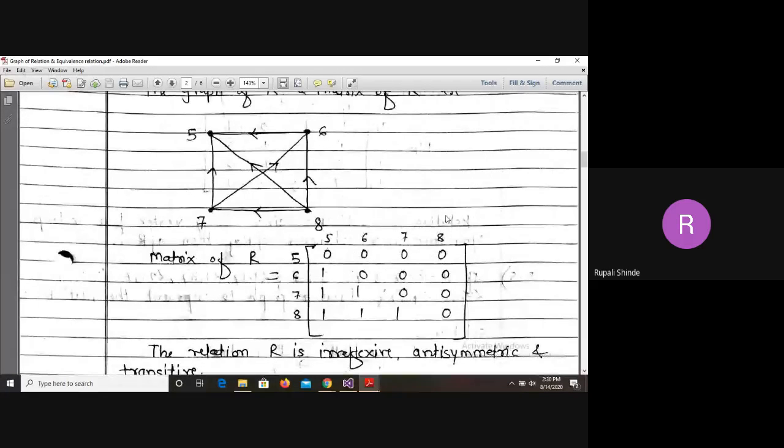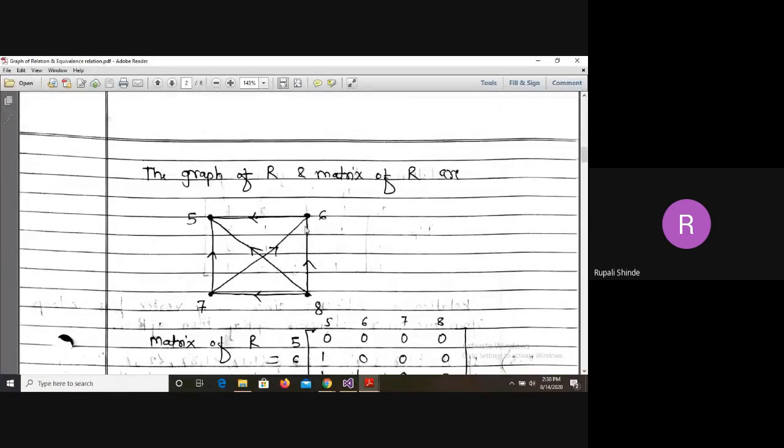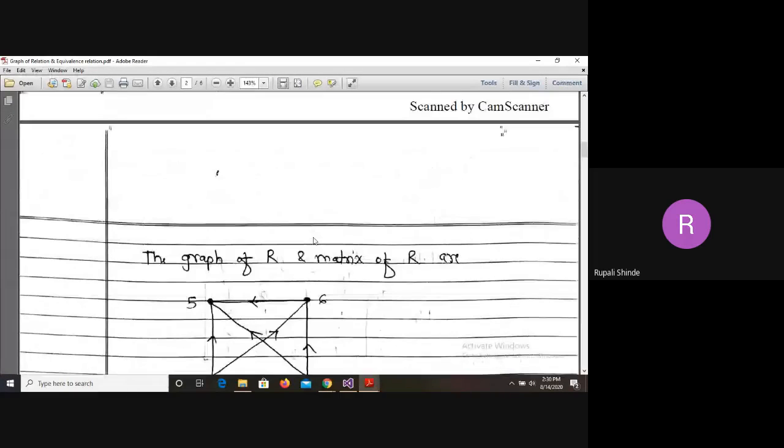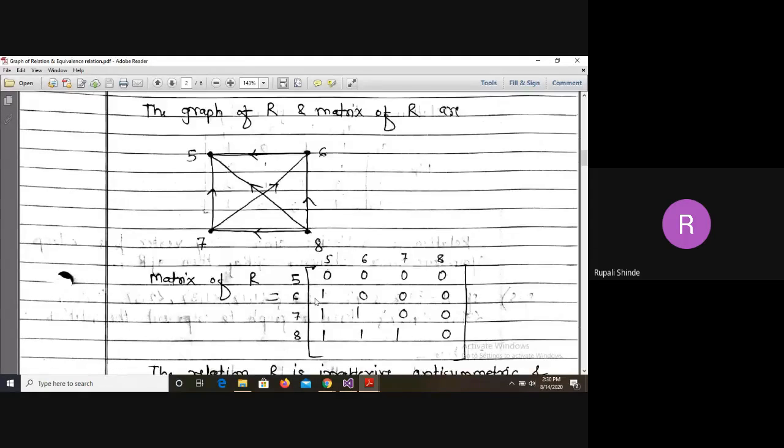Now we have to draw the graph of this relation. This relation is defined on a set containing 4 elements, 5, 6, 7, 8, so we represent them by 4 circles. The first order pair considered is 6, 5, so there should be a directed line from 6 to 5. Check the direction of the arrow: it is from 6 to 5.